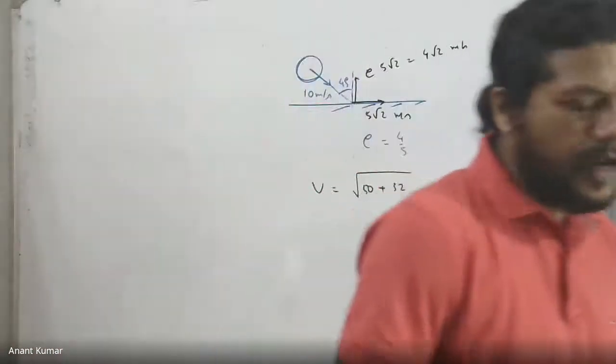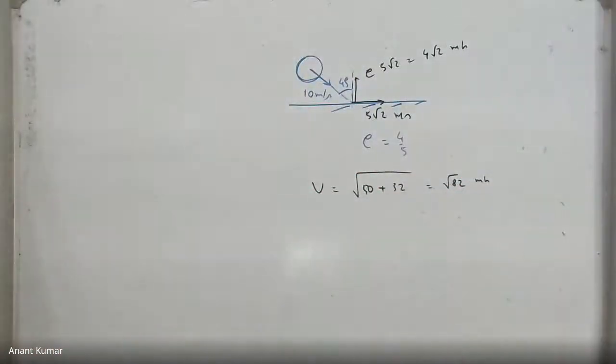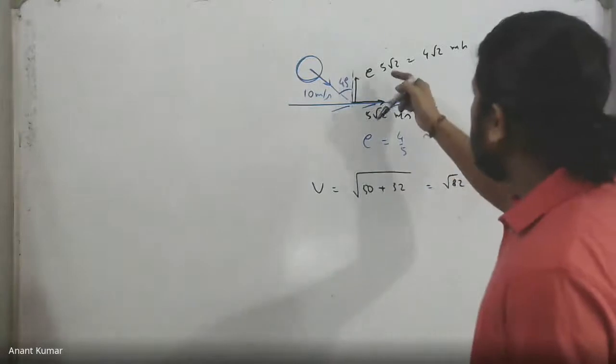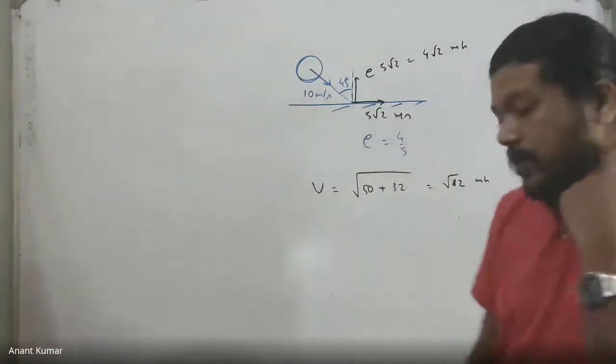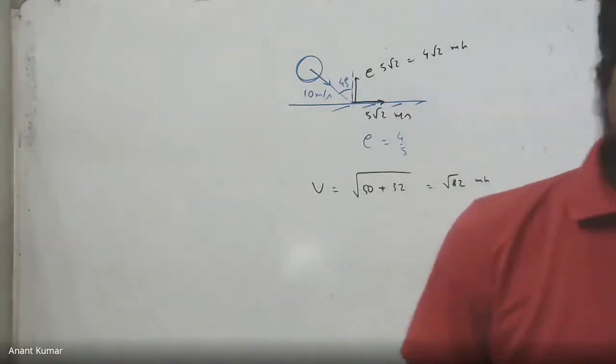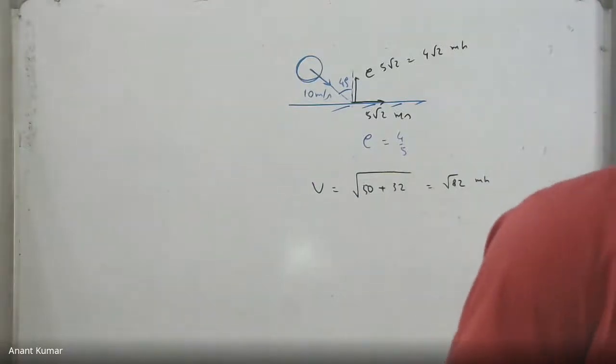And the angle can be calculated because the vertical velocity is known, and the horizontal one is known. So you get 4 by 5 as the tan of the final angle actually. That will give us the required result.